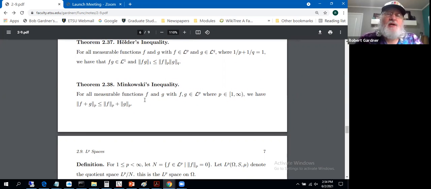It says for all measurable functions f and g in calligraphy L^p, p greater than or equal to 1, we have the L^p norm of f plus g less than or equal to the L^p norm of f plus the L^p norm of g. That is, the L^p norm satisfies a triangle inequality. If you buy that, then you should buy that the L^p norm really is a norm. The hard part is establishing the Minkowski inequality.